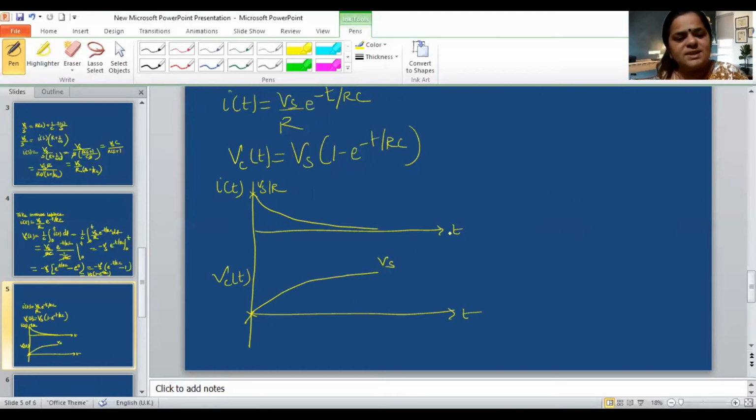So you can see that the current is exponentially decaying, and somewhere at infinity it will be 0. And the voltage across the capacitor is exponentially increasing, and in between it varies by the expression of Vs (1 minus e to the power minus t by RC). Similarly, the current in between varies by the expression Vs by R e to the power minus t by RC. So this is something about the current through the capacitor and the voltage across the capacitor.